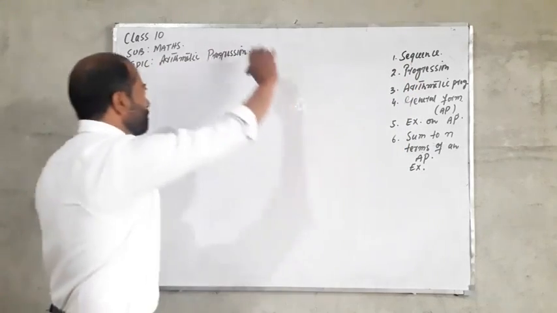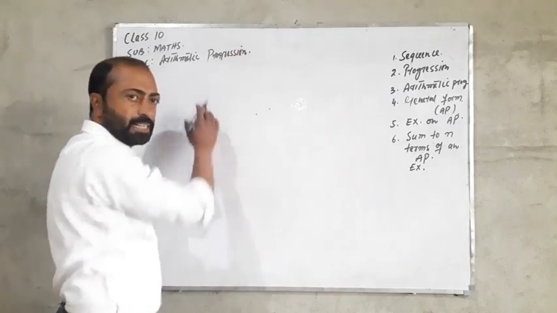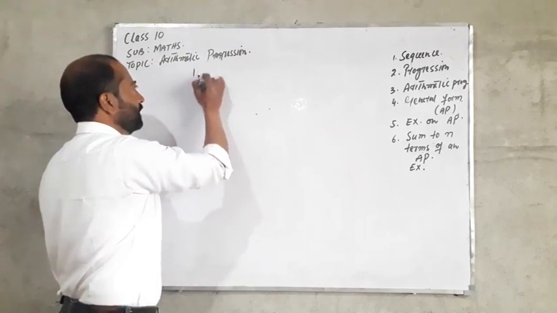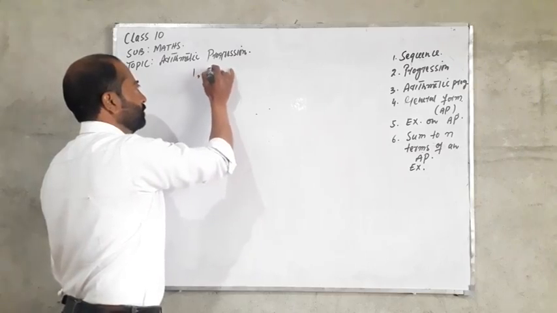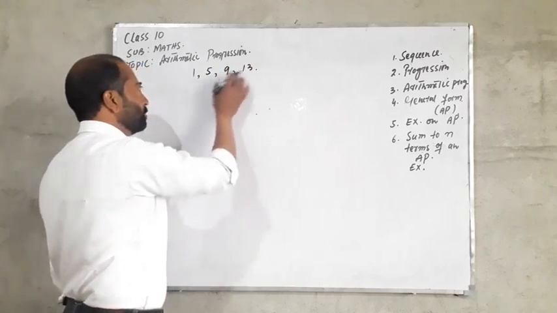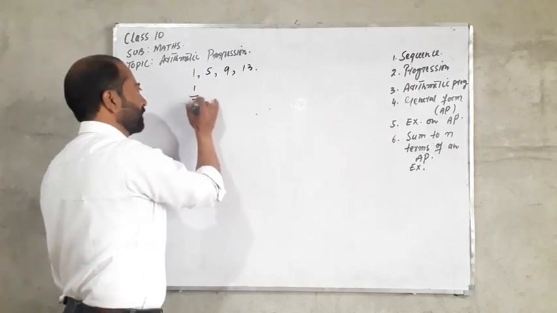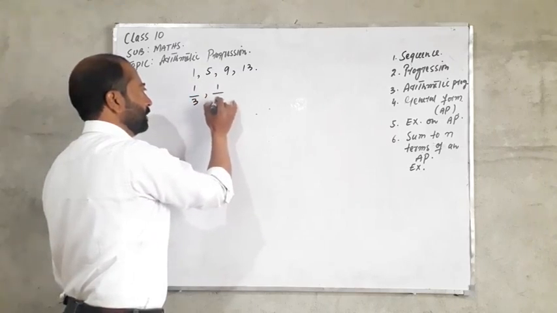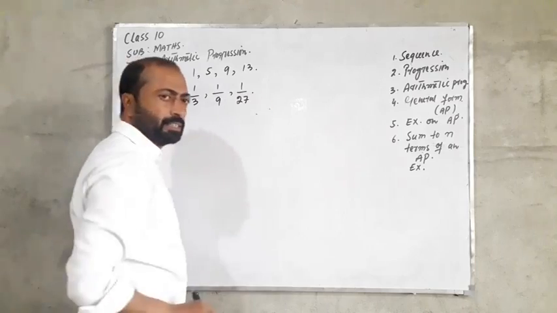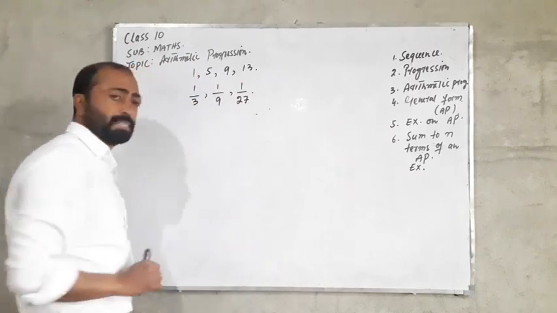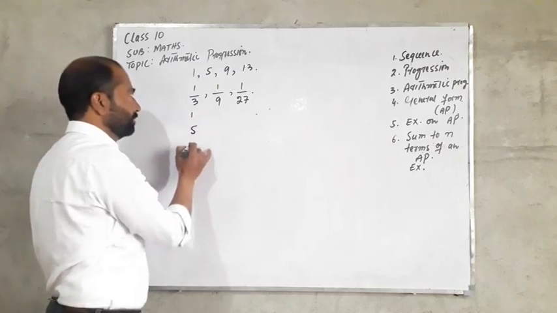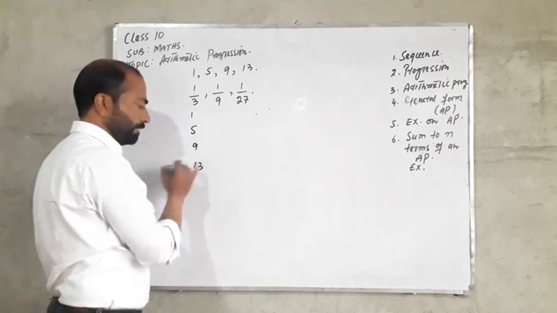Let me write a few numbers here, a collection of numbers. Let's start with this 1. Then I will write 5, 9 and 13. Next group of numbers, we will write it like 1 by 3, 1 by 9, then 1 by 27. Let's have a look at these numbers. 1, 5, 9 and 13.